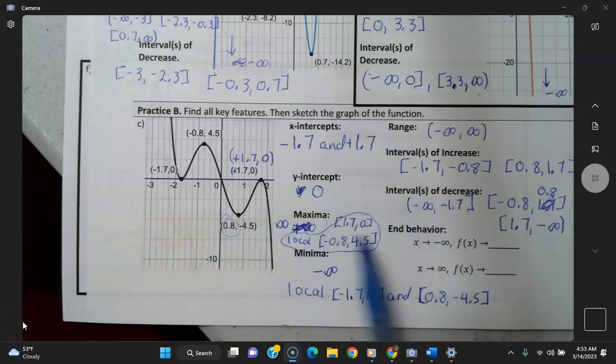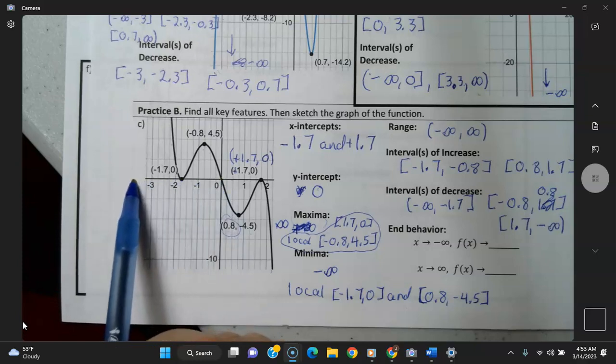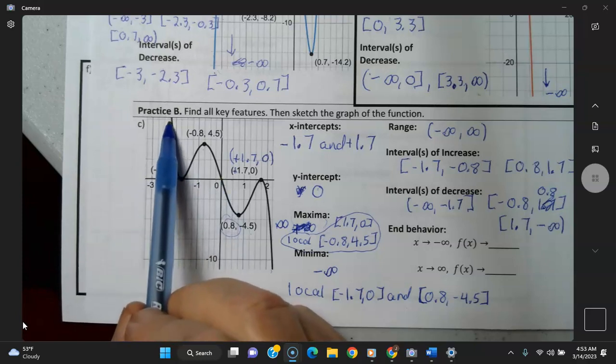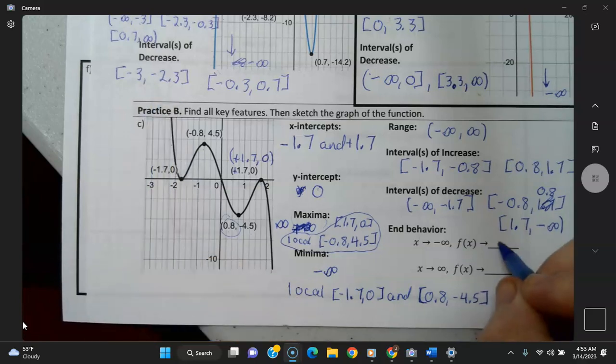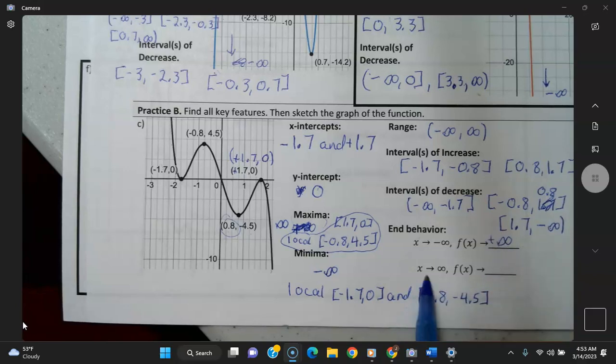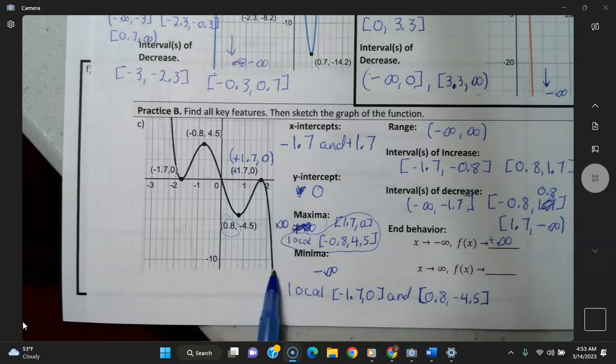Finally, as x approaches negative infinity, that is, as we go back to the left on the x-axis, then the f of x, the y, will go up to infinity. It's going upward, so that's positive infinity. And over here, as x approaches infinity, meaning it's going to the right, then y is going to go down to negative infinity.